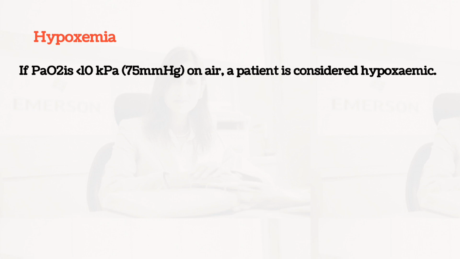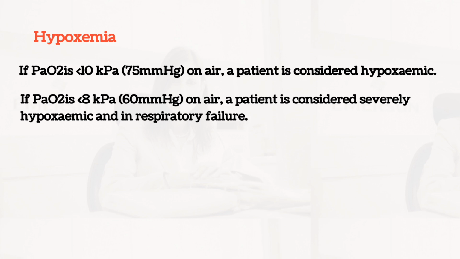Hypoxemia. If partial pressure of O2 is less than 10 kPa, 75 mm of mercury, on air, a patient is considered hypoxemic. If partial pressure of O2 is less than 8 kPa, 60 mm of mercury, on air, a patient is considered severely hypoxemic and in respiratory failure.